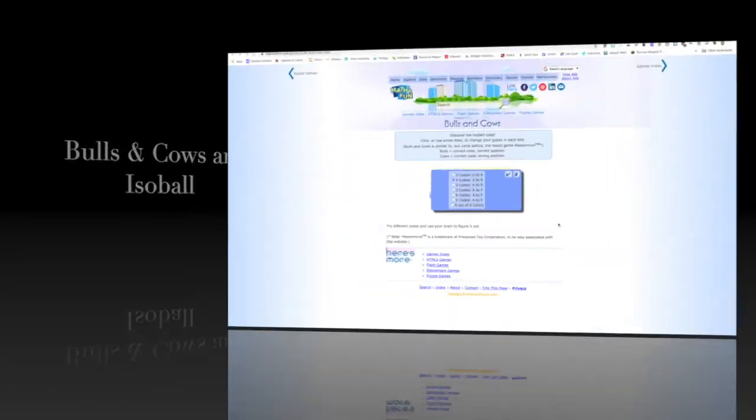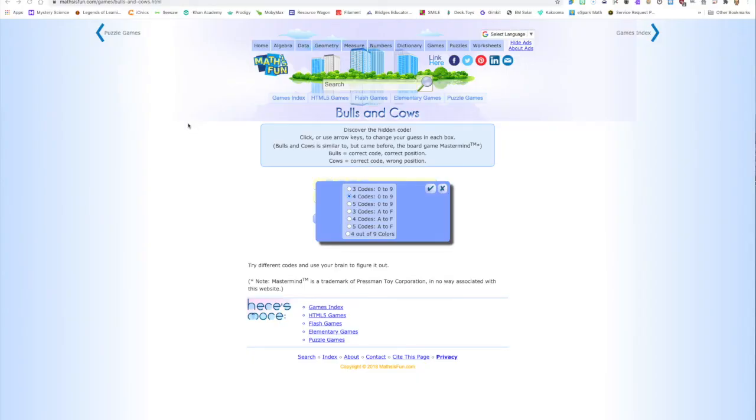minutes. Your next task for today is to play a game called Bulls and Cows. If you want to start easier, you can start with 3 codes. I would use the numbers 0 to 9 instead of the letters. But then I want you to solve for 4 codes and take a screenshot, uploading it to Seesaw, showing me how many attempts it took you, and share with me any strategies you may have used while playing the game.